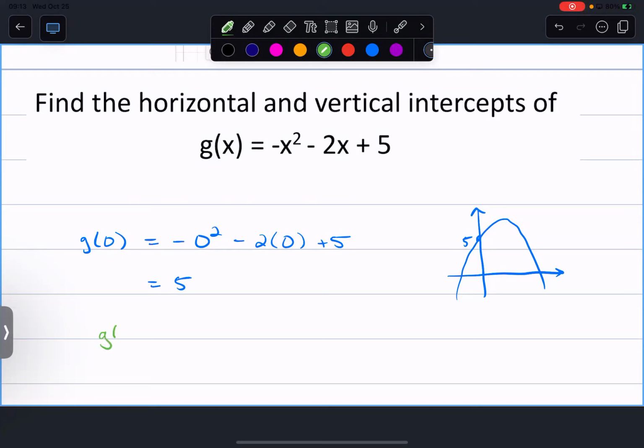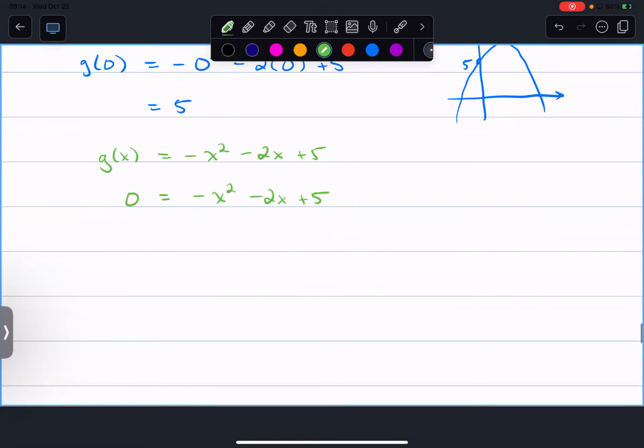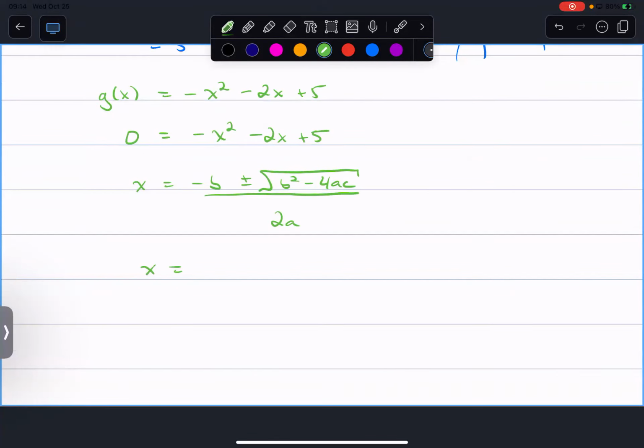If I want g of x equal to negative x squared minus 2x plus 5, force it to be 0. That's how I'm going to find my horizontal intercepts. Quadratic formula again, x is negative b plus minus the square root of b squared minus 4ac divided by 2a. Kind of picking up the pace a little bit.